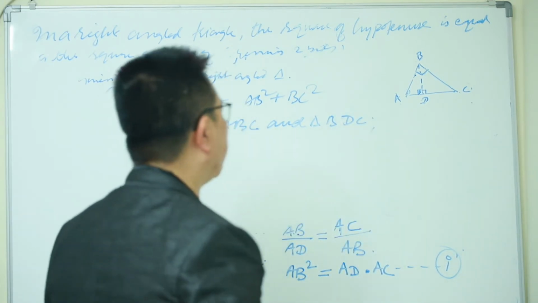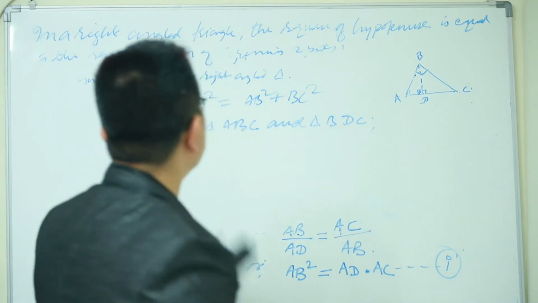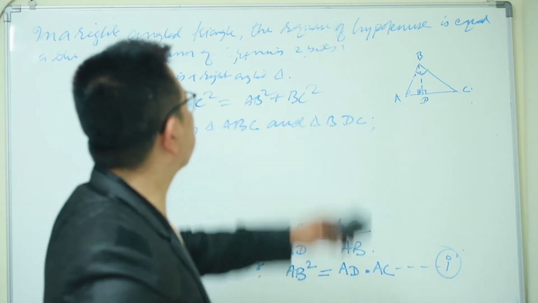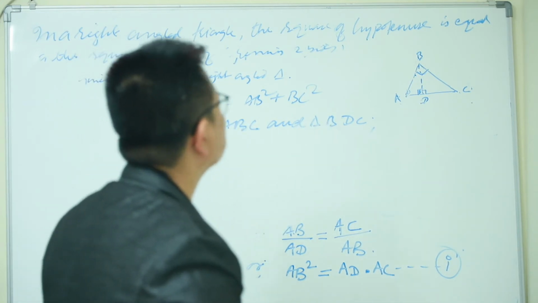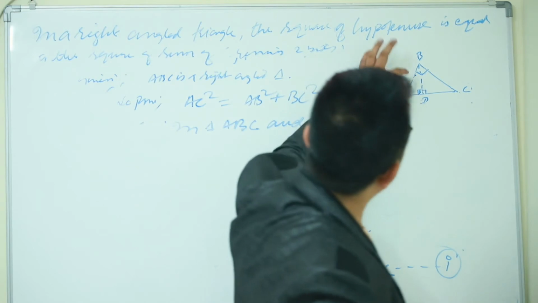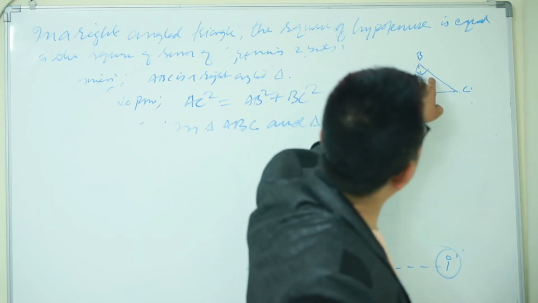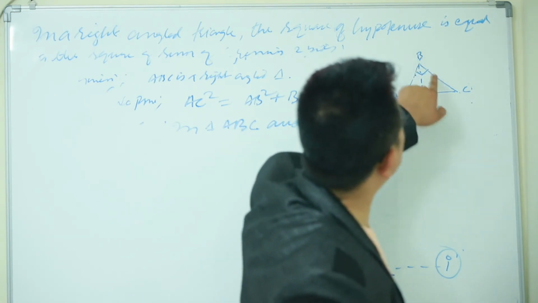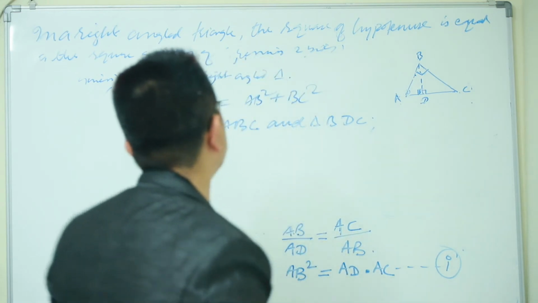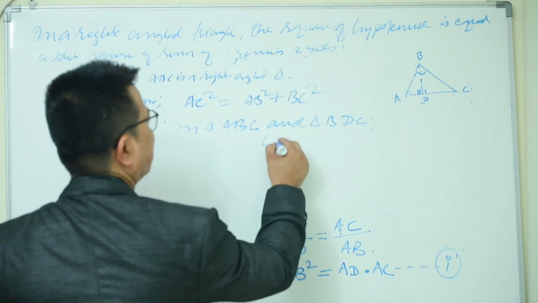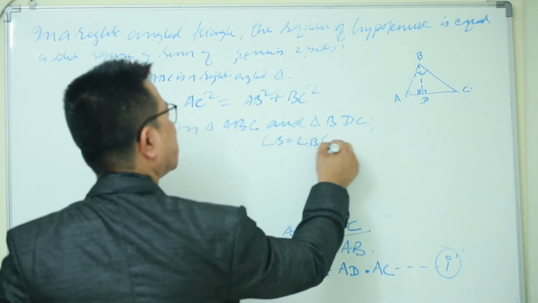Now let's try and make it similar triangles. In triangle ABC and triangle BDC, what is common here? In BDC, angle B is there. In ABC, angle B is there. That means B is common. Angle B is equal to angle B. The reason is common.